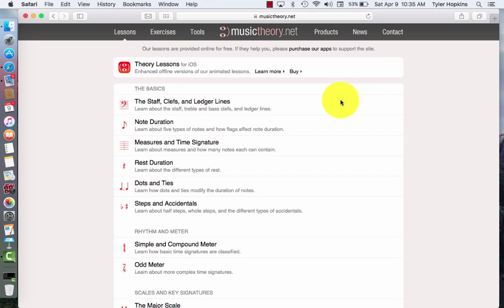Hi, I'm Tyler Hopkins, and I'm going to talk today about some of the basics of music, such as the staff, clefs and ledger lines, rest duration, and note duration.